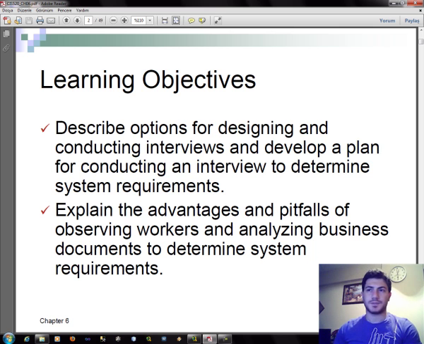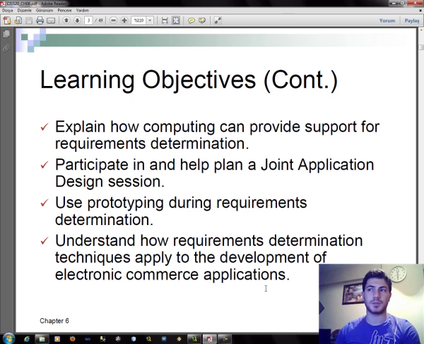Our learning objectives are: describe options for designing and conducting interviews and develop a plan for conducting an interview to determine system requirements. Explain the advantages and pitfalls of observing workers and analyzing business documents to determine system requirements. Explain how computing can provide support for requirements determination. Participate in a joint application design session. Use prototyping during requirements determination. Understand how requirements determination techniques apply to the development of electronic commerce applications.